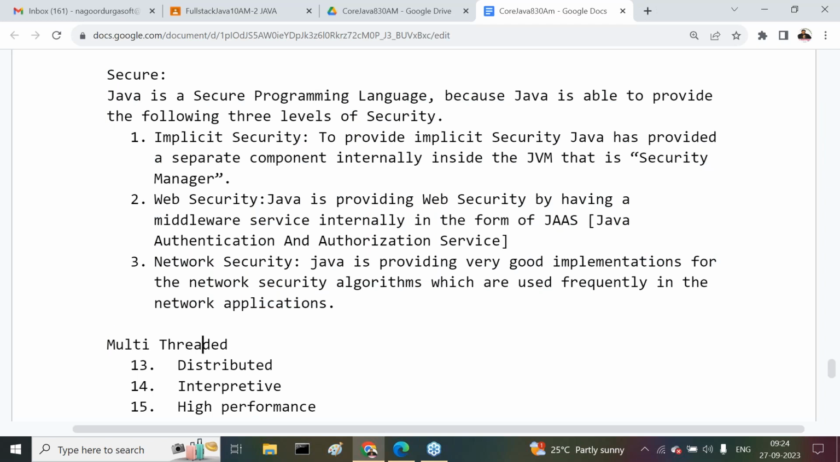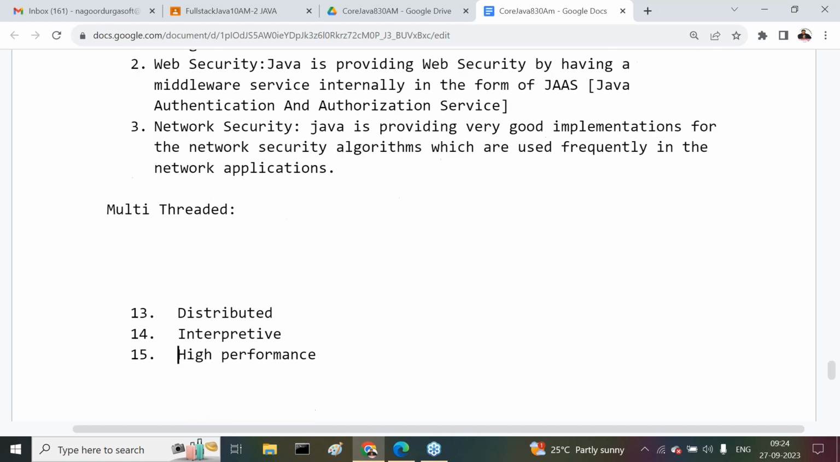Next one after that is multi-threaded programming language. What is this multi-threaded programming language? What do you understand about it? First of all, before understanding this, what is a thread? What exactly is the meaning of thread?